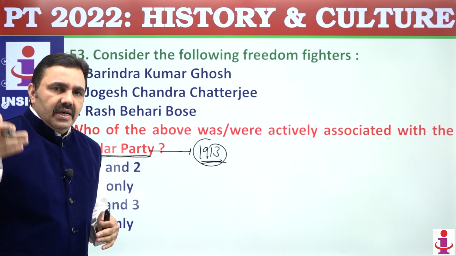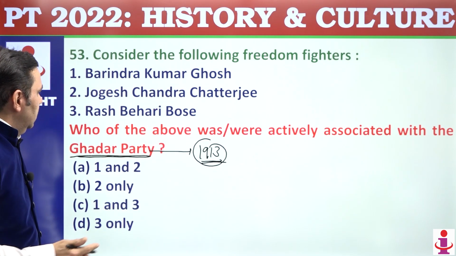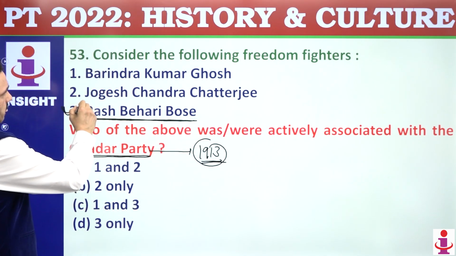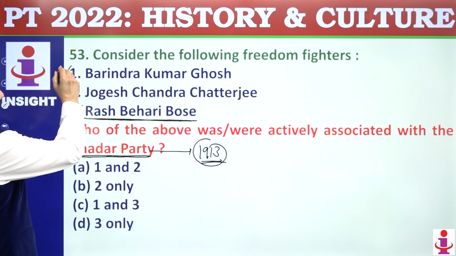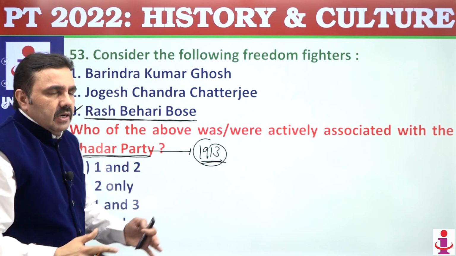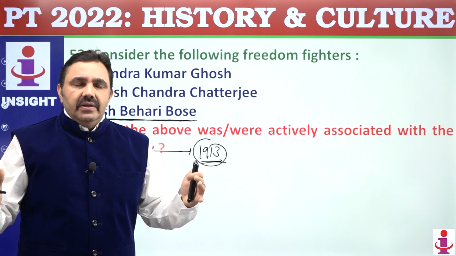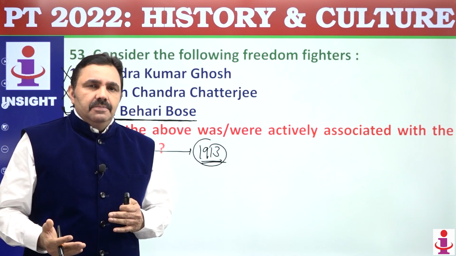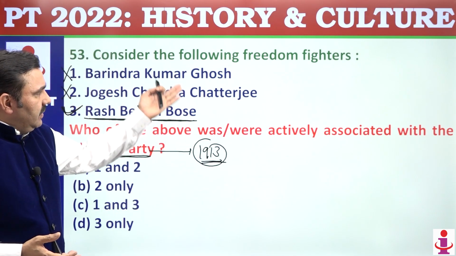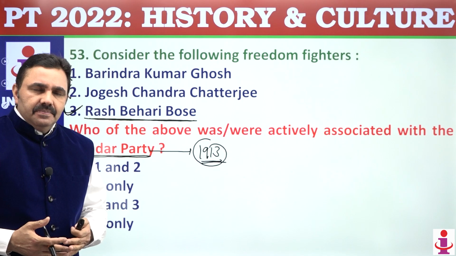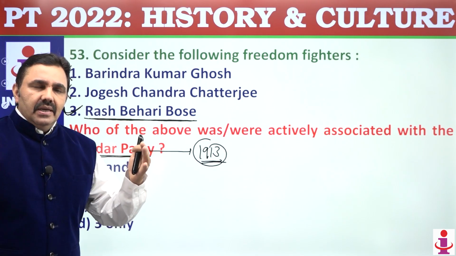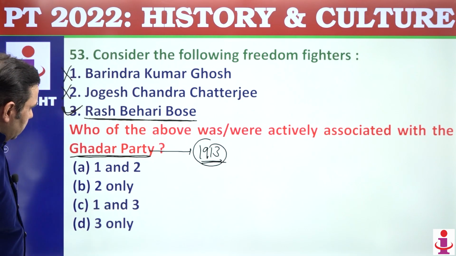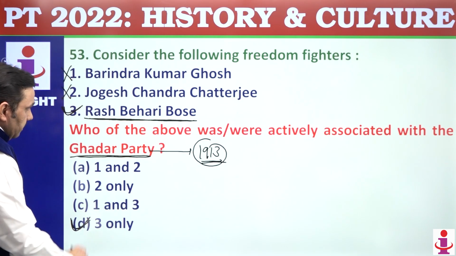I'll put this question in the difficult category because it is quite deep. You have to know about each and every person mentioned here. So Ras Bihari Bose was actively involved in Gadar party activities. Jogesh Chandra Chatterjee and Barindra Kumar Ghosh were not part of the Gadar movement in any way. Though Gadarites tried to recruit as many as possible from Bengal, and these two were also active in Bengal at that time, they were not part of Gadar in any way, either directly or indirectly. So 3 is the only answer, that is D.